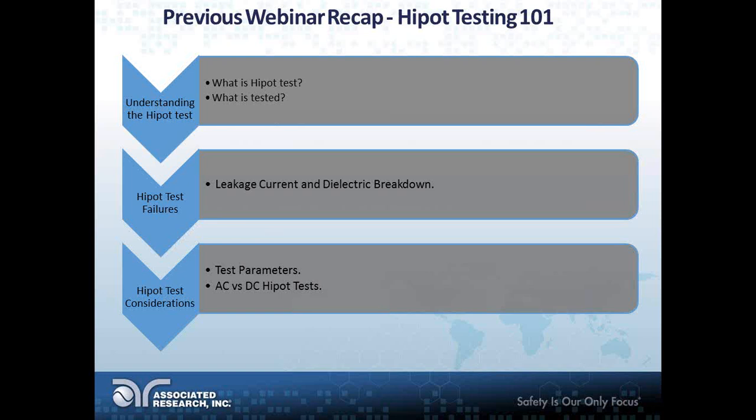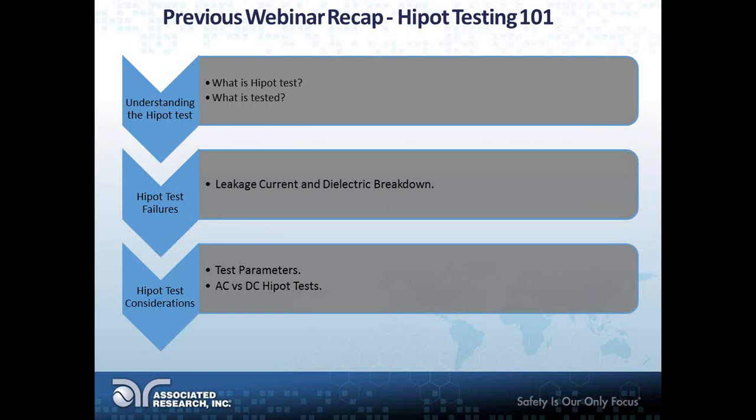And then we talked about the test parameters and the AC and DC Hipot tests. One thing I did want to note is in the last one, I know that Syed delved very in-depth into the AC versus DC Hipot testing. You may have noticed if you looked at the topics on the archive or the webinar upcoming events that Hipot Testing 102 also had AC versus DC Hipot test listed. Well, since he covered that so in-depth, I will not be covering that today. You'll get plenty of an earful of it if you listen to the last webinar.